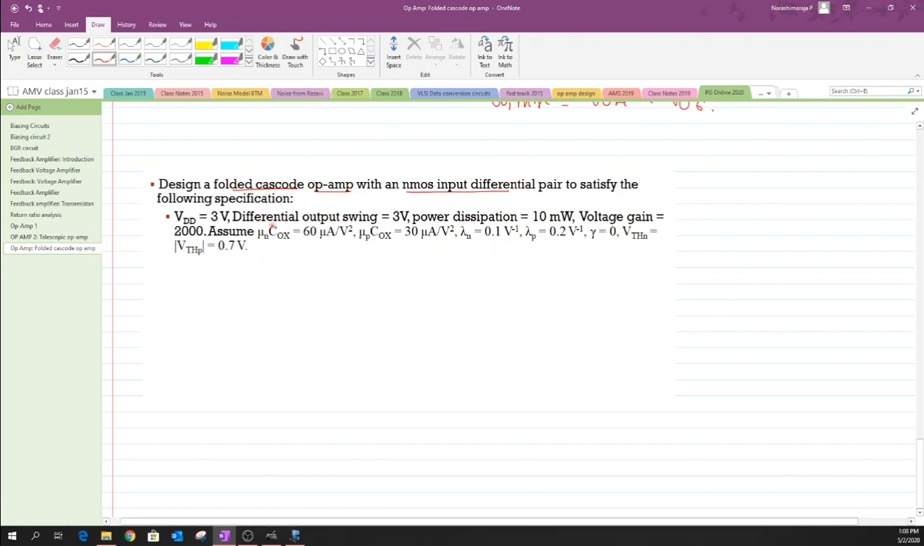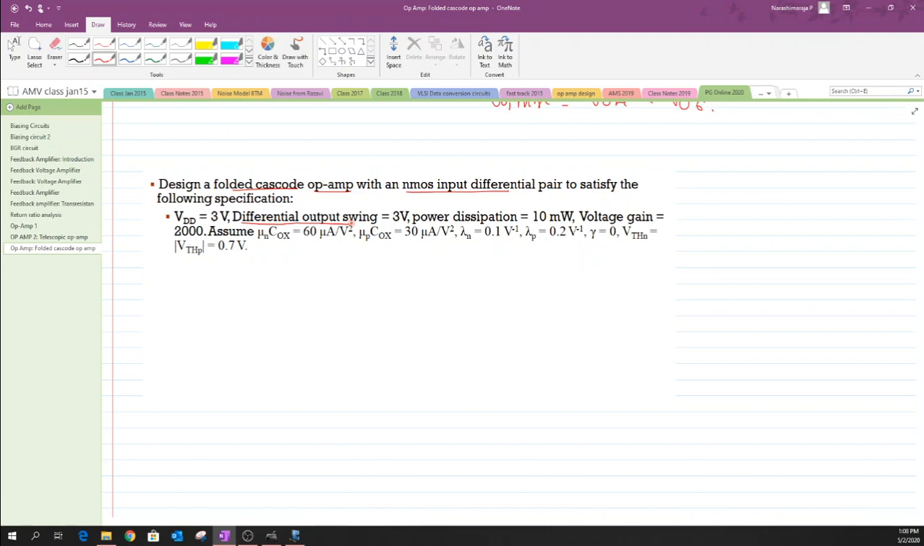Also, we are not sure whether we are being asked about a single ended structure or a differential output structure. But if we look carefully, there is a specification given that the differential output swing is supposed to be equal to 3 volt, which means that you are being asked to design a folded cascode op amp with a differential output.